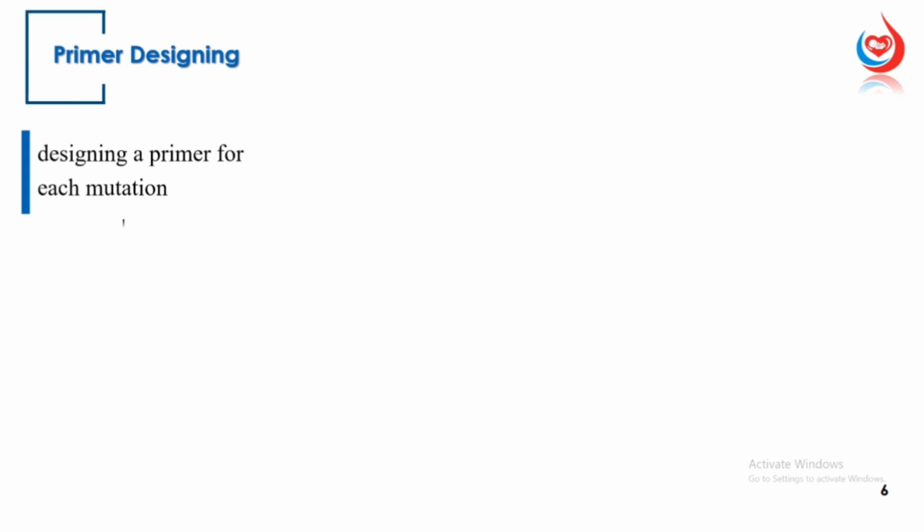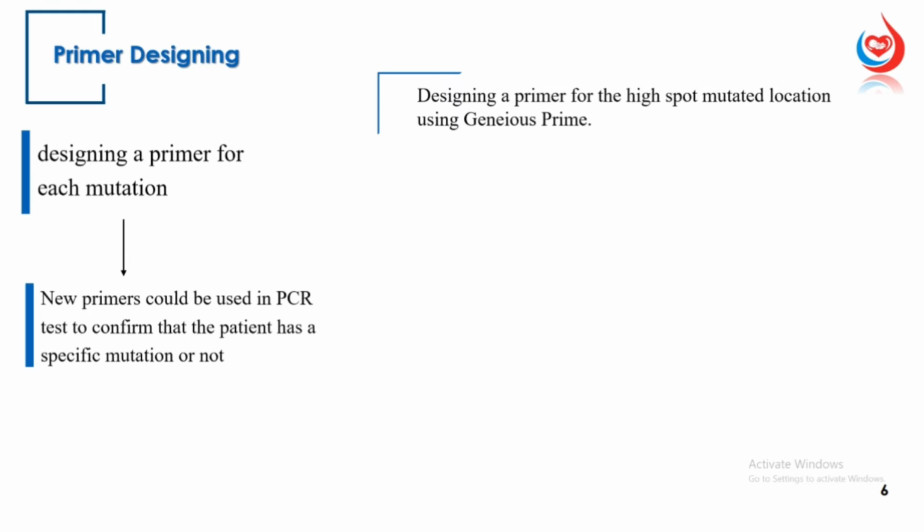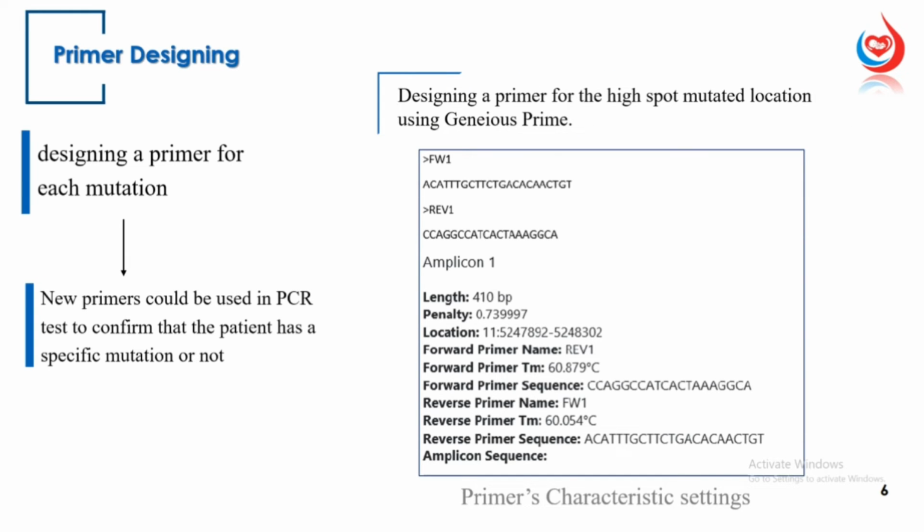After the process of detecting mutations, a primer is designed for each one. This way, PCR tests using these primers could be used to confirm whether the patient has a specific mutation or not. However, it's expensive to utilize this technique. Consequently, after the analysis of the outcomes, the observed location of the HBB gene includes the majority of mutations. Thus, a crucial and low-cost step is to design a primer for this high-spot mutated location.